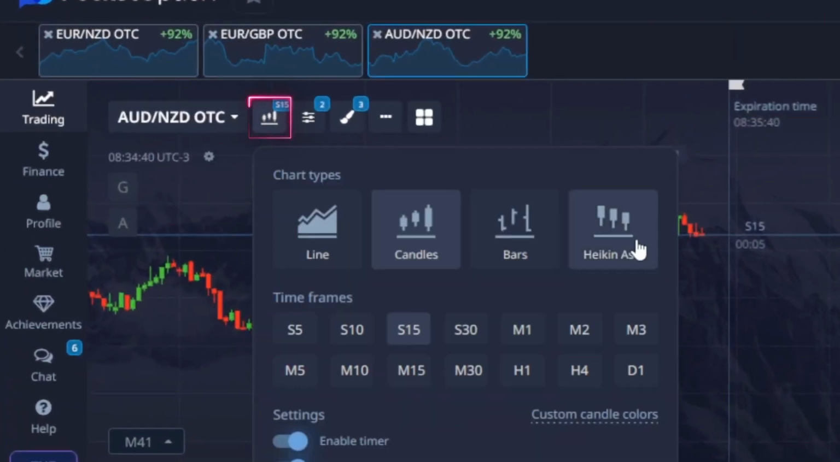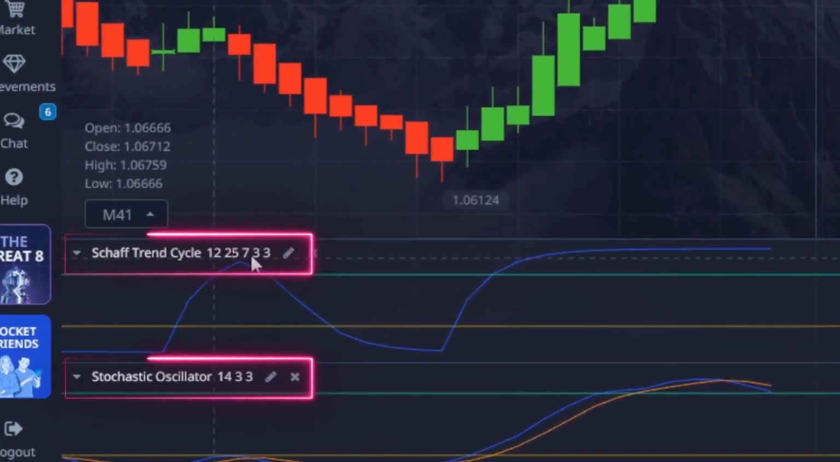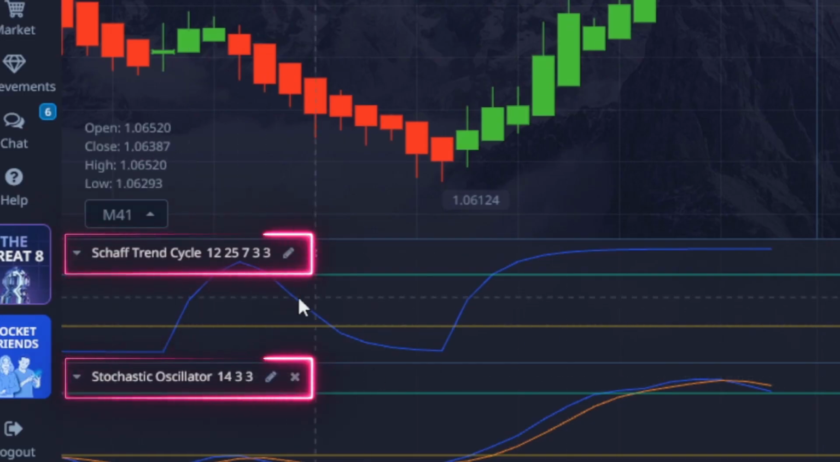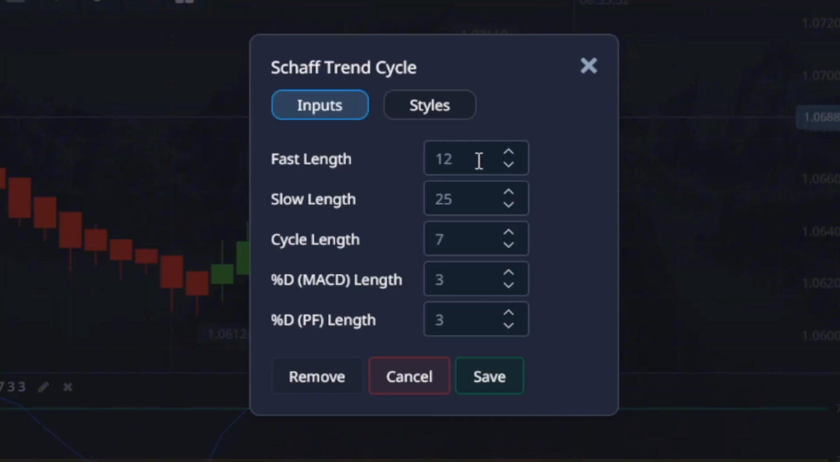We are going to use the 50 seconds time frame and Renko candles. We're going to use two indicators, alright? Schaff Trend Cycle and Stochastic Oscillator. That's normal, alright? So now let's configure that.